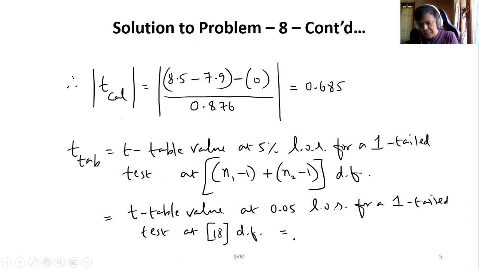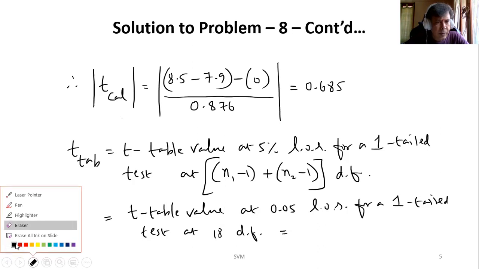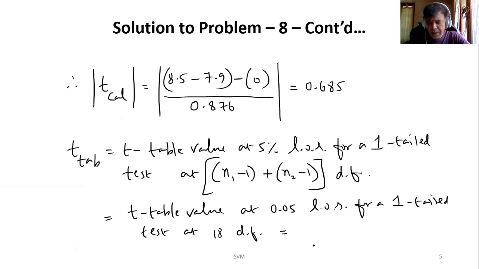So we have to capture the table value from the t tables, directly going in for 5% level of significance. The tables are anyway one-tailed test values only. Degrees of freedom 18. So from the tables, we get the value as 1.734. So now we have a table value and we also have a calculated value.